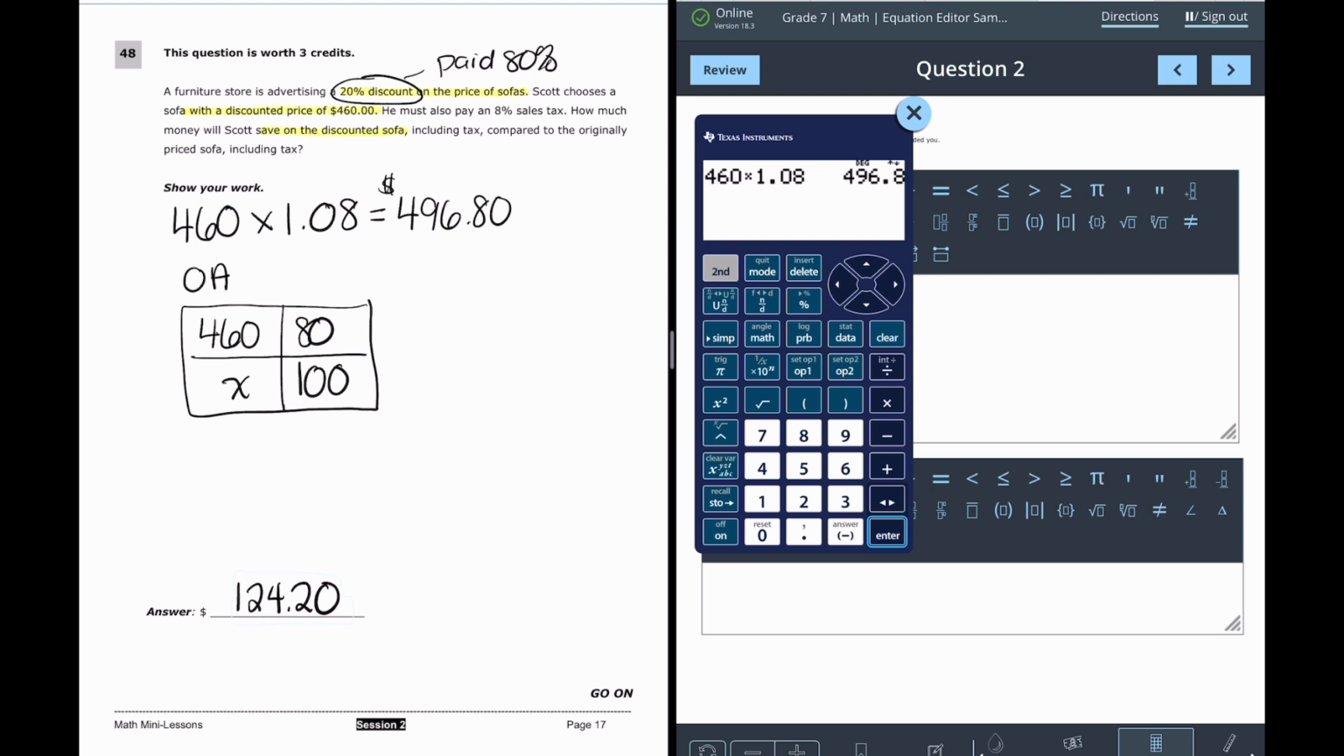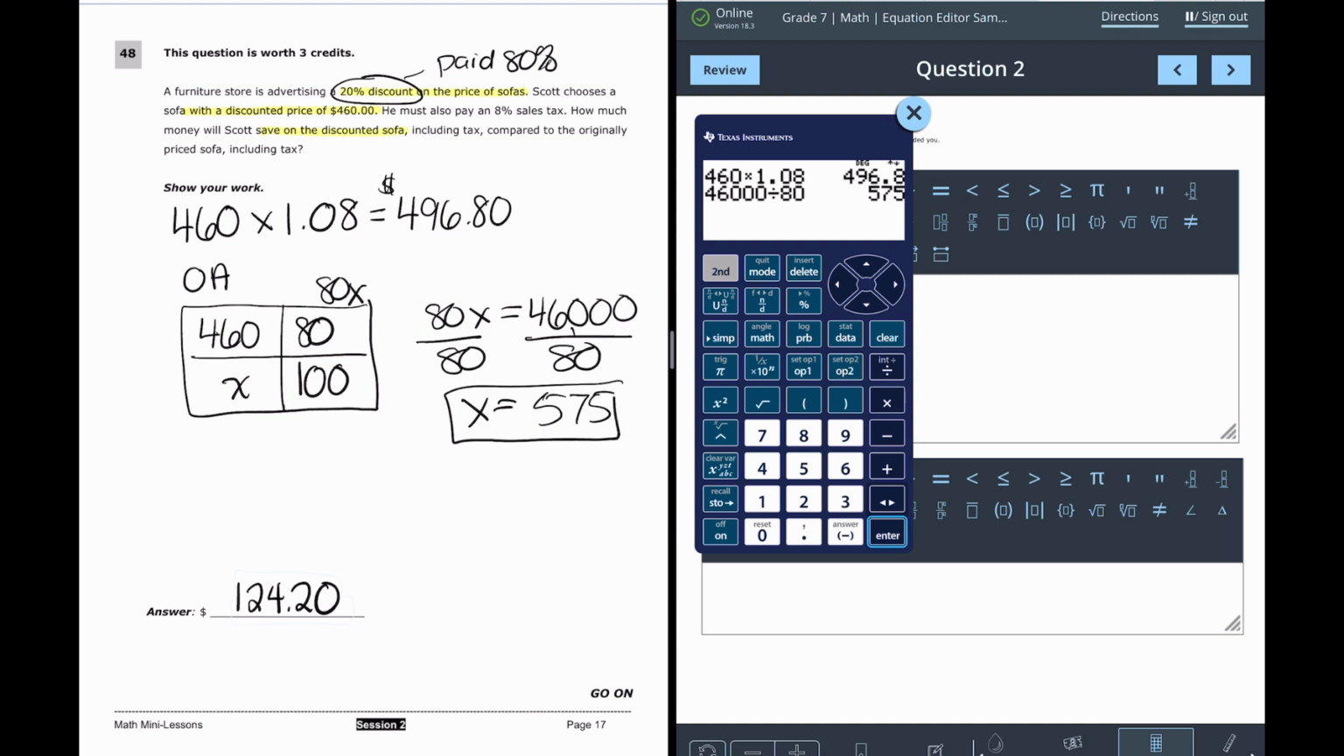We're cross multiplying. And when you cross multiply, you get 80x is equal to 460 times 100, so 46,000. And now we're going to divide both sides by 80. So X is equal to, of course I'm using my calculator again, and I get 575. So that 575 means that was the original price.